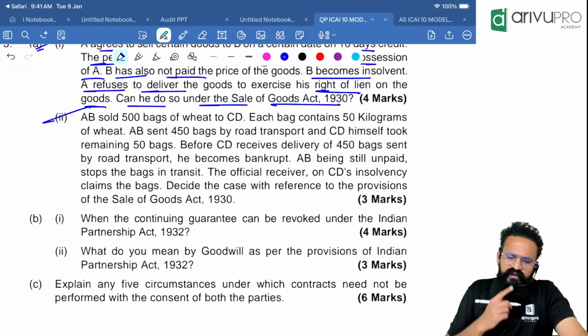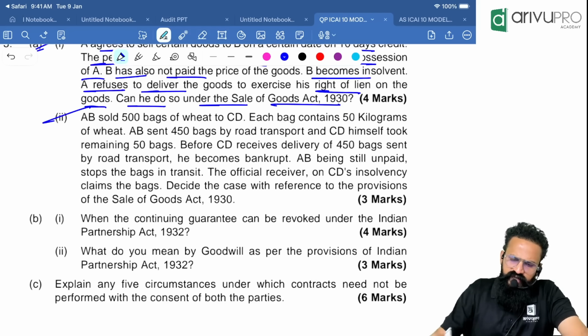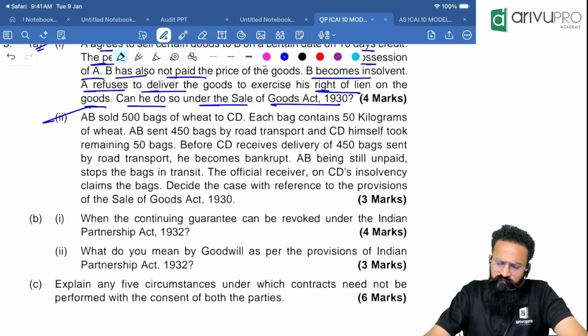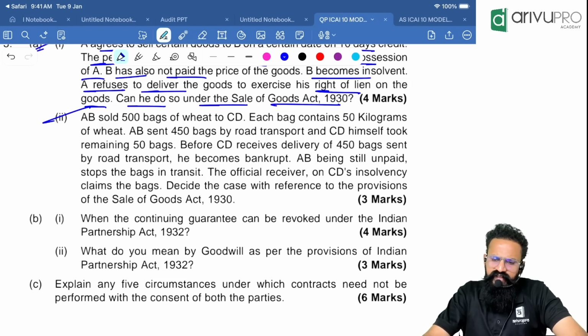AB sold 500 bags of wheat to CD. Each bag contains 50 kg of wheat. AB sent 450 bags by road transport and CD himself took the remaining 50 bags. Before CD receives delivery of the 450 bags sent by road transport, he becomes bankrupt. AB, being still unpaid, stops the bags in transit. The official receiver on CD's insolvency claims the bags.